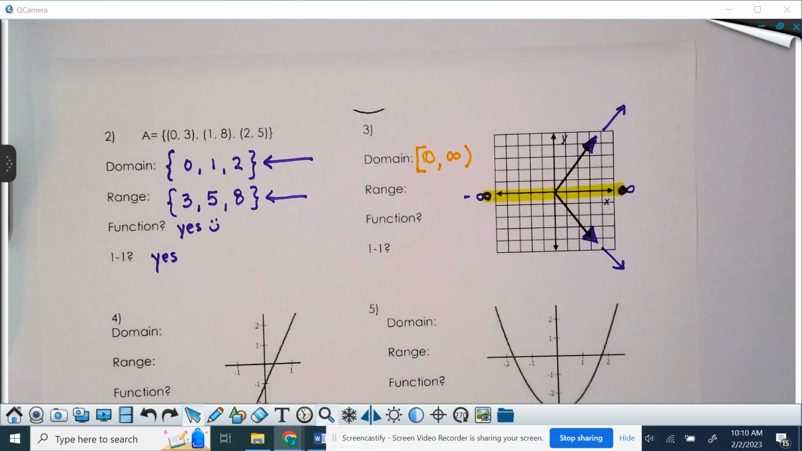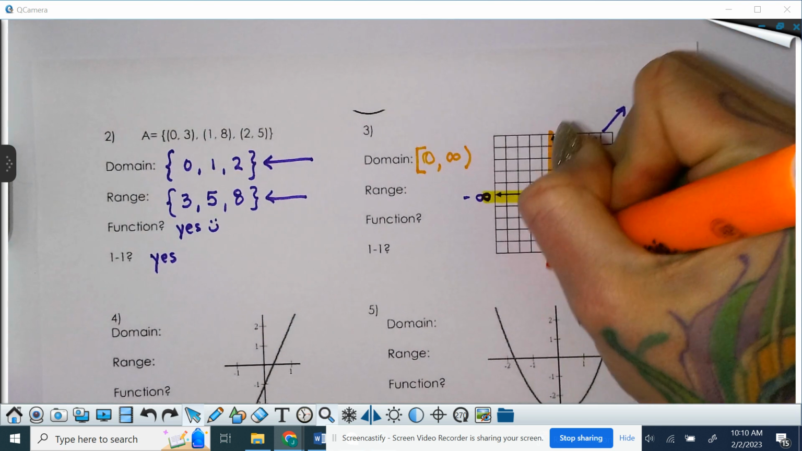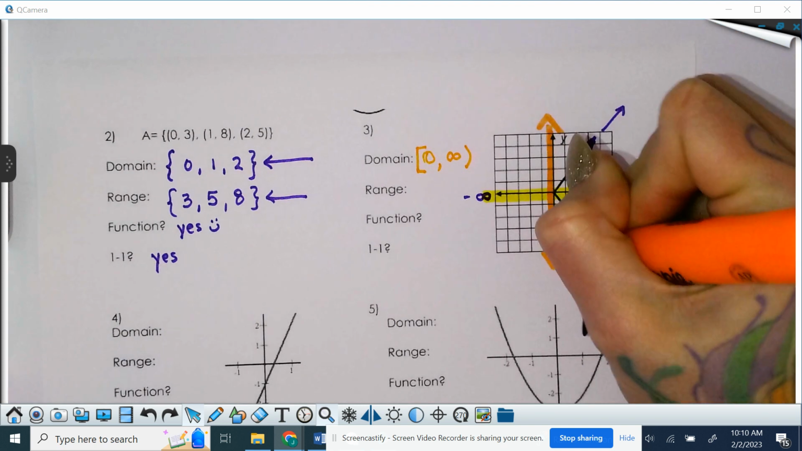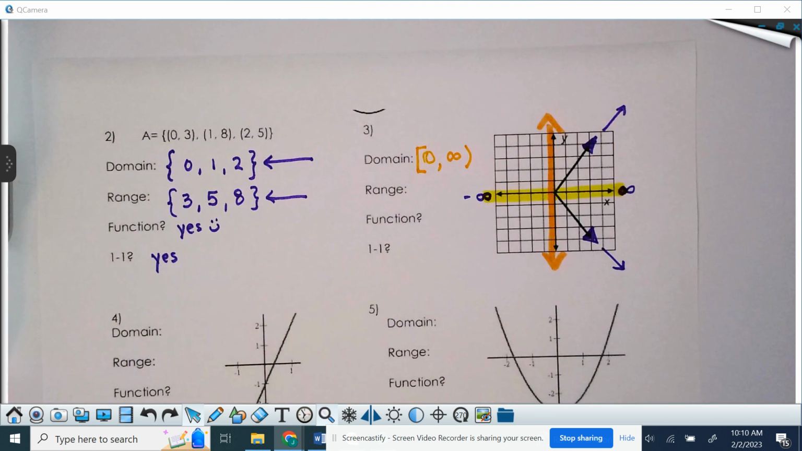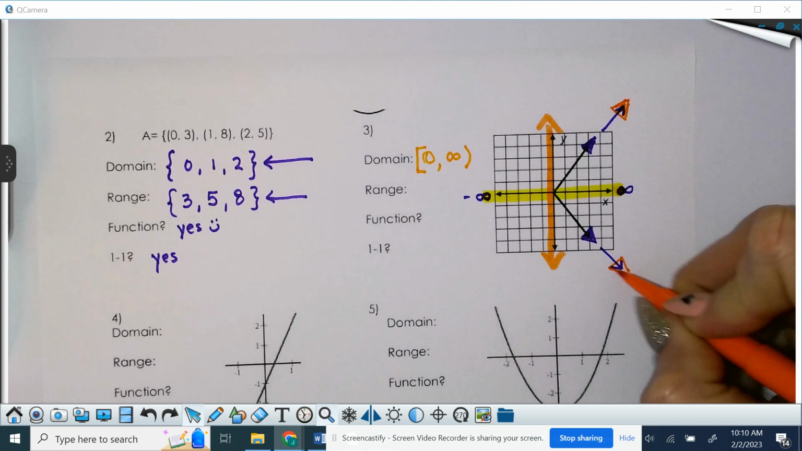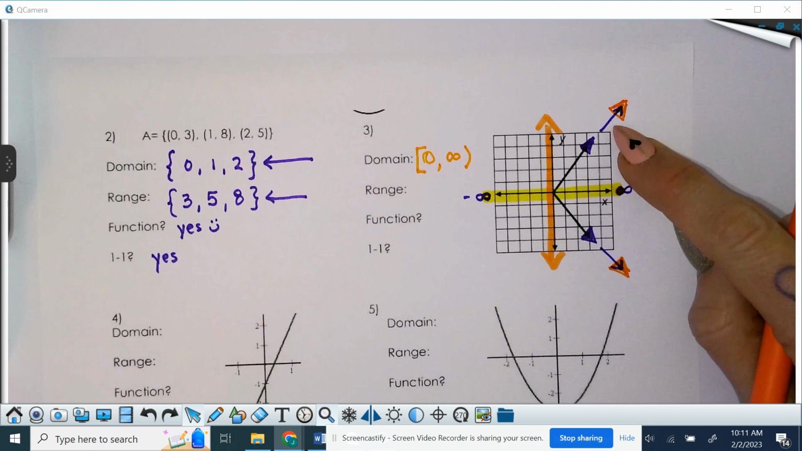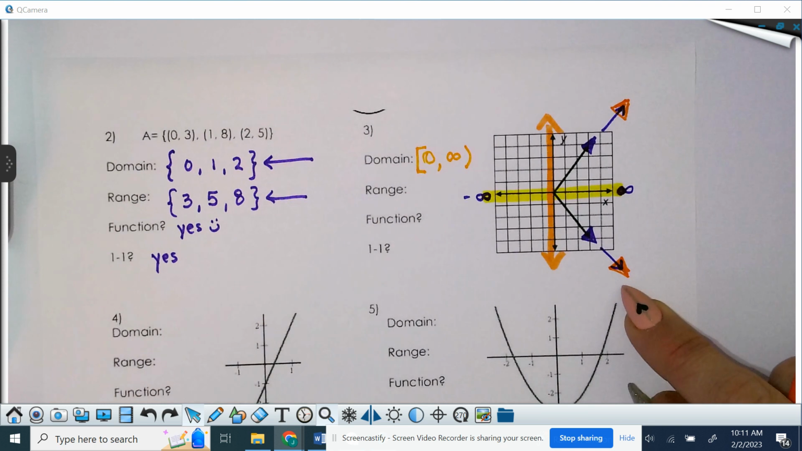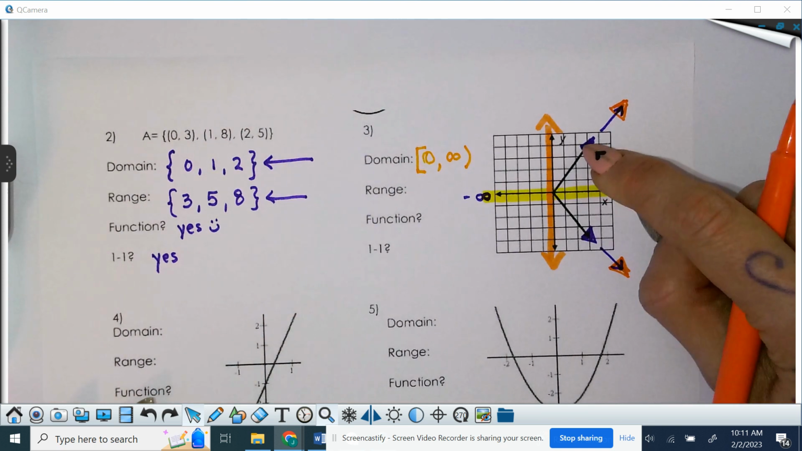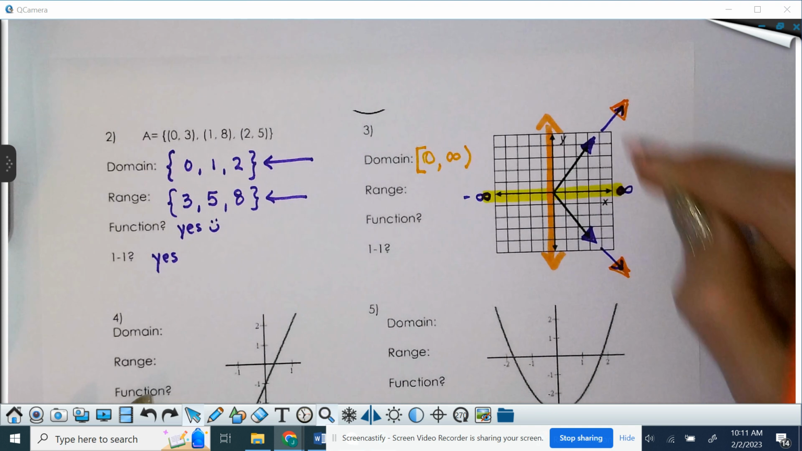Then range. So range goes up and down. So we're looking at our y-axis for range. And looking at our y-axis for range, we're trying to decide how far up does the graph go and how far down does the graph go. Hopefully you've already seen this arrow is pointing up, this arrow is pointing down. So that means that at no point is it going to hit a ceiling or a floor and stop. If this had been a point, then it would have stopped there. But because of these arrows, it goes on indefinitely in both directions.